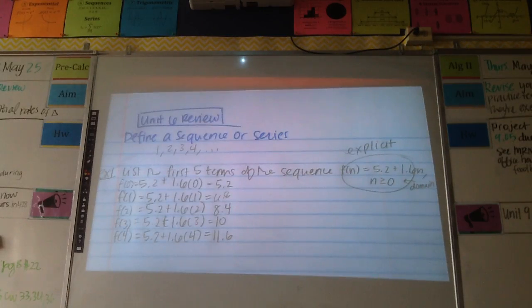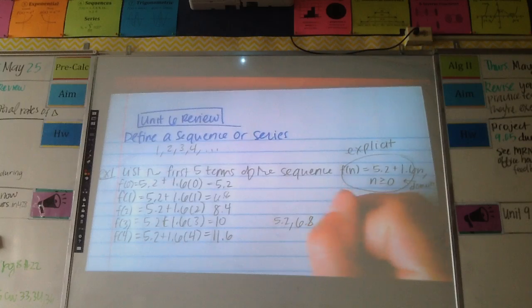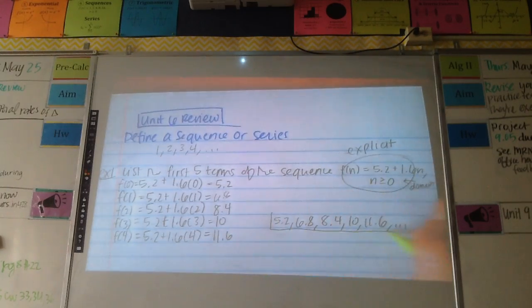So this sequence would look like 5.2, 6.8, 8.4, 11.6, and so on. I'm putting the dot, dot, dot in there, those ellipses. That's an English language arts term for it, to indicate that these are only the first 5 terms, the initial and 4 more, but then the sequence would keep going. It's just an infinite list of numbers.